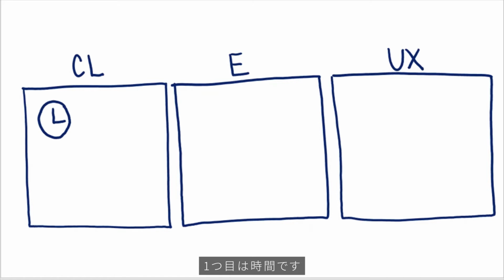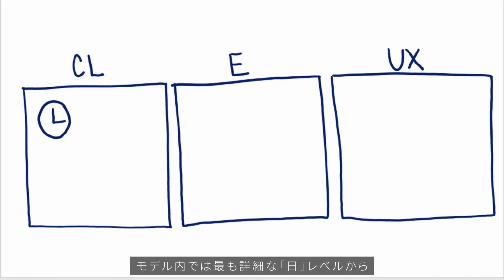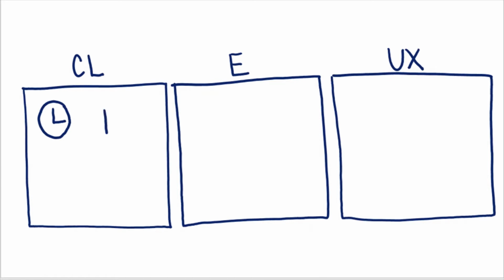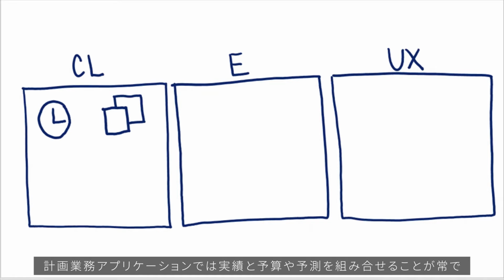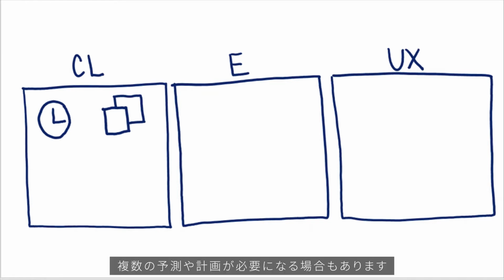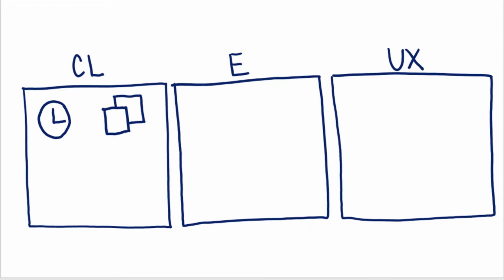The first of these is time. These are the settings we need for both range, scope and granularity of the calendar needed within the model. The time within a model can range from daily at the lowest granularity all the way up to yearly. The second element is versions. In most planning applications, we want to combine actuals with a budget or a forecast, or we might want a different number of forecasts or plans, and these are generally versions within an Anaplan model.